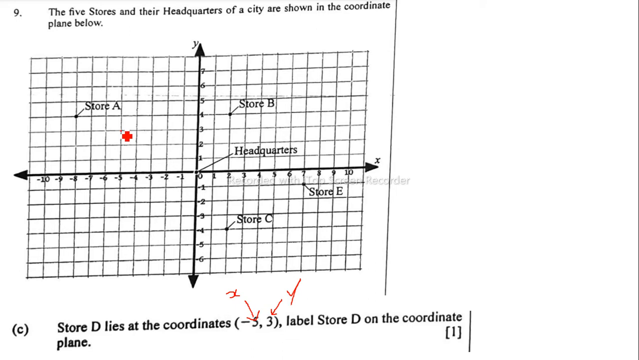So this is where star D is going to be. And so, of course, we have to label it on the coordinate plane. So it's going to be star D. Okay, so star D.